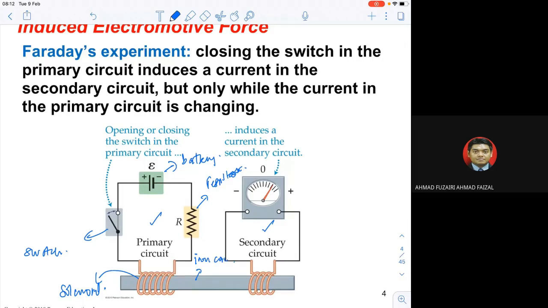Iron core. Okay, so another one is the secondary circuit. In the secondary circuit, we'll have a solenoid, or a series of wires, and a galvanometer. So these are the several apparatus and components in the electrical circuit that should explain what Faraday's law, or the induced EMF, is all about.